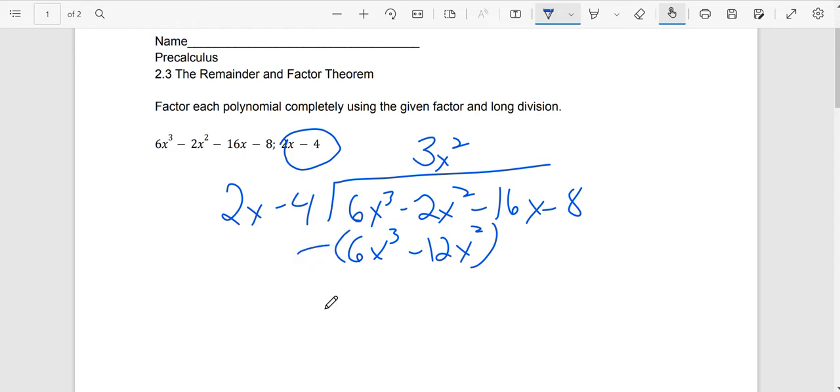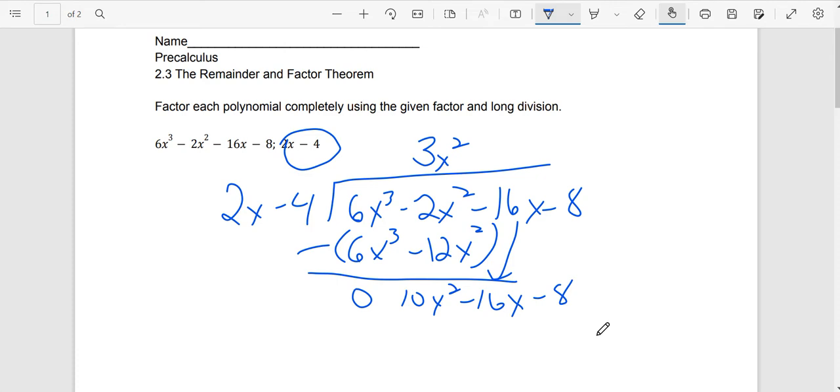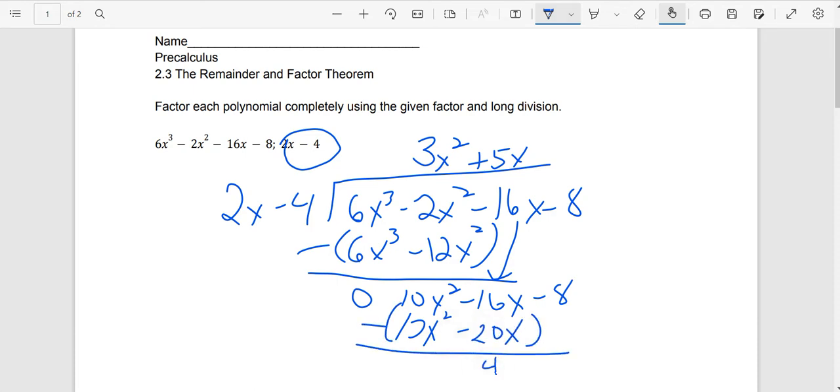And then I think of it as this minus this, and your first term should always be 0. Okay, next term, negative 2 minus negative 12. That's going to get you 10x squared. Bring down our friends, negative 16x and minus 8. Now what times 2x gets you 10x squared? Well, what times 2 gets you 10? 5. What times x gets you x squared? x. Multiply them, you get 10x squared minus 20x. Subtract, you get 4x. Bring down a negative 8.